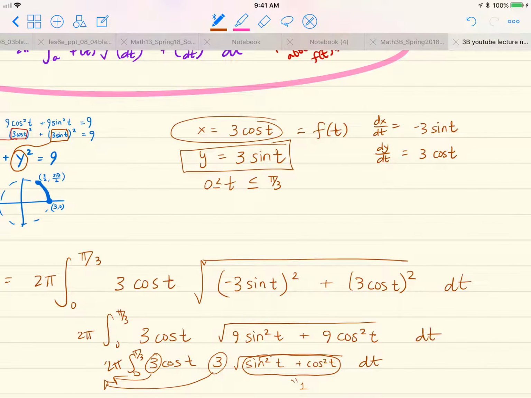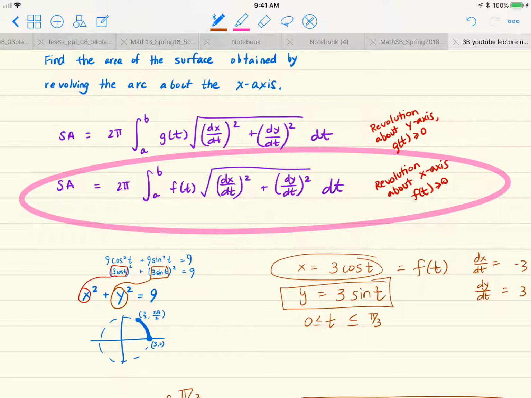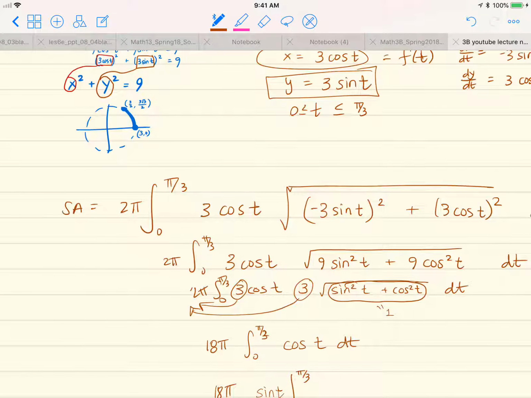Let me just verify that I wrote my formula correctly. So revolution about the x-axis, I need f of t. Oh, I got them mixed up. Something felt a little weird about this. So about the x-axis, I need g of t, and about the y-axis, I need f of t. And my requirements also need to be modified. So f of t needs to be positive, g of t needs to be greater than or equal to 0. Okay, so now here, sorry about that, y'all.